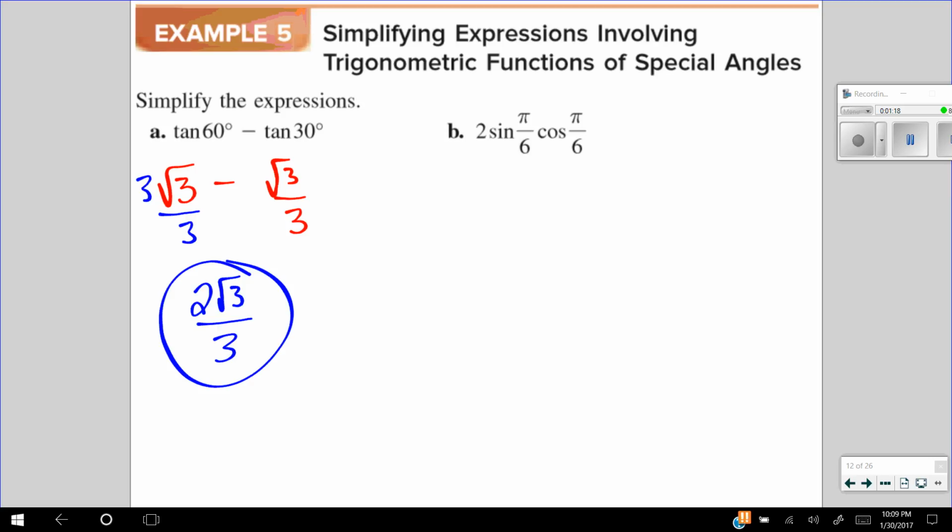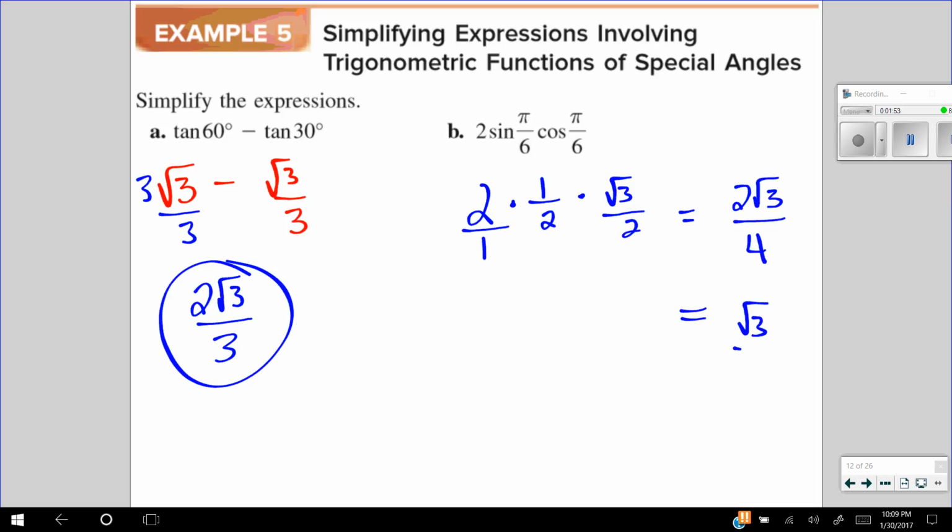In example B, we have 2 times the sine of pi over 6, which if you look back at your table is 1/2, it's the sine of 30, times the cosine of pi over 6, which is the cosine of 30, which is root 3 over 2. I can actually put this 2 over 1. So I'm going to multiply my numerators together, and I get 2 square root of 3 over 4, which I can simplify to square root of 3 over 2. Okay?